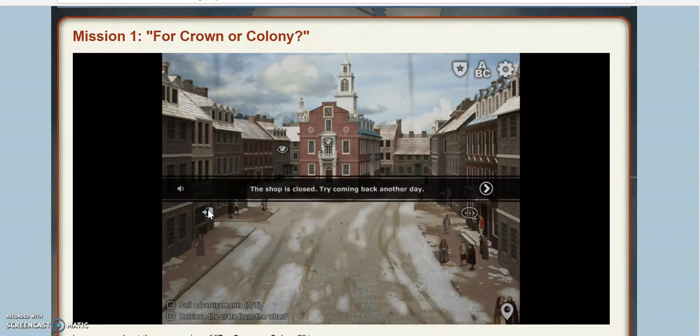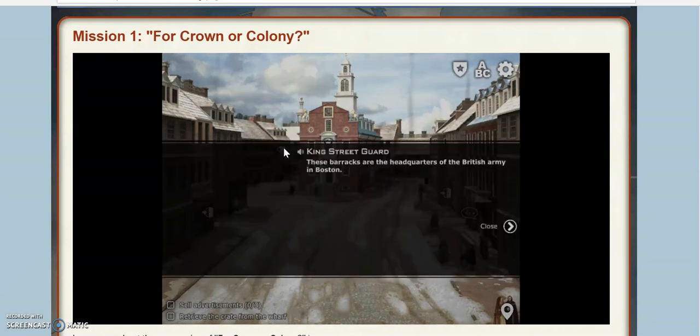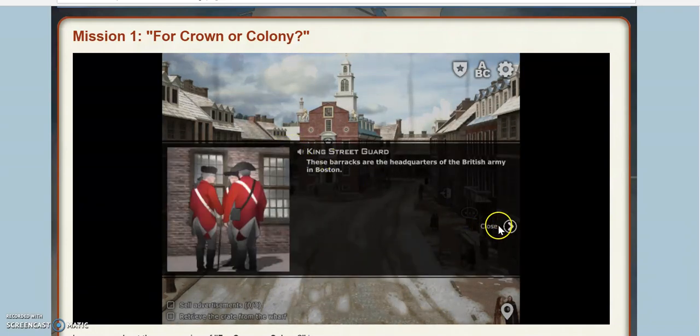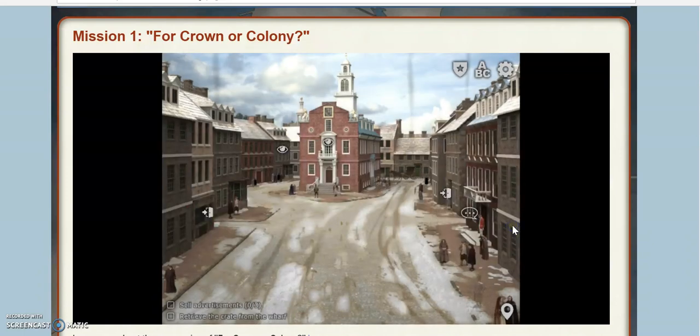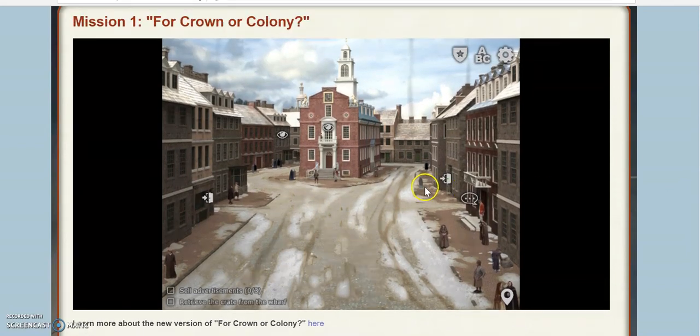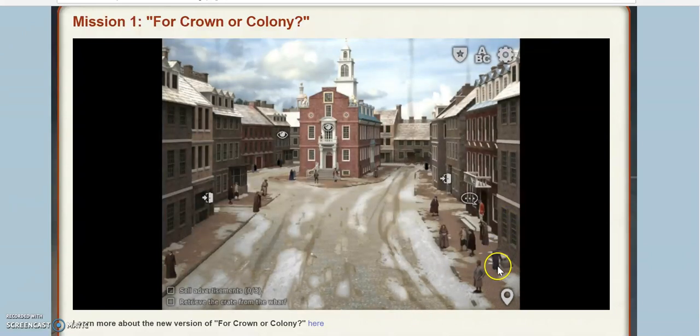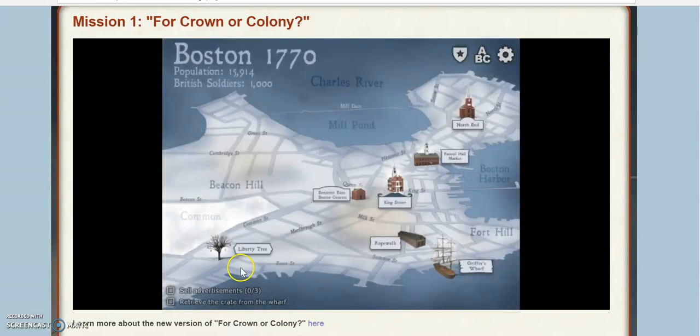Click on doorways. The shop is closed. So for the remaining of the game, basically your goal is to follow the directions of the printmaker. You can find out about the different buildings and aspects. If I click on the map, it'll take me back to another building, and I have to figure out where I need to go next in order to get my 3 advertisements.